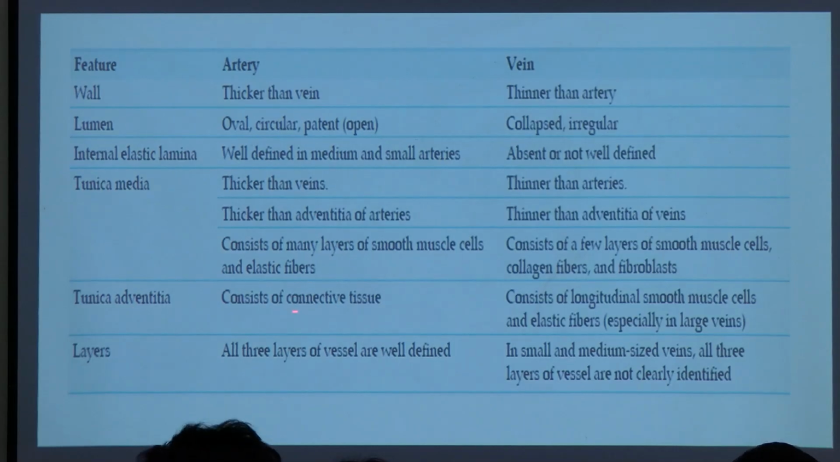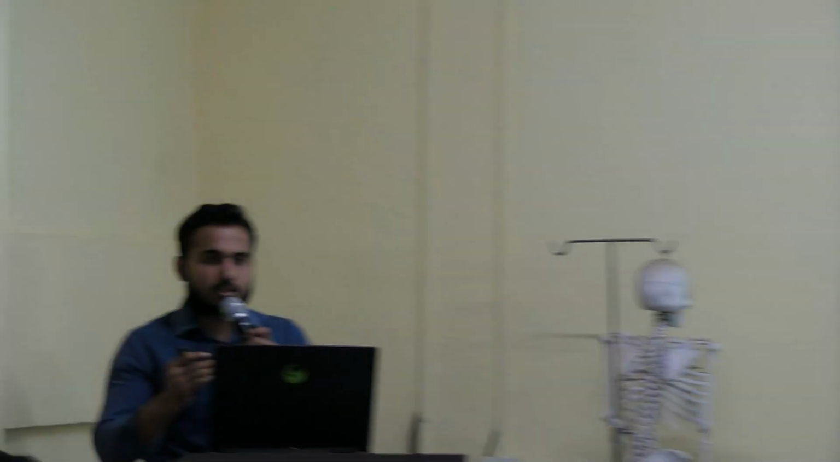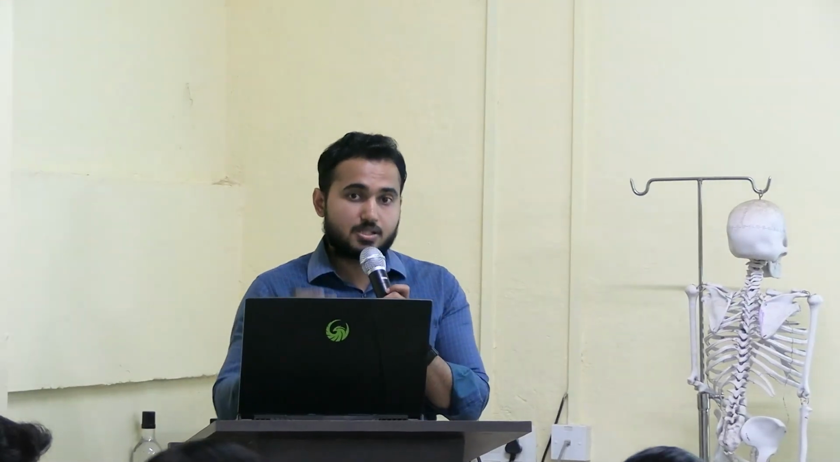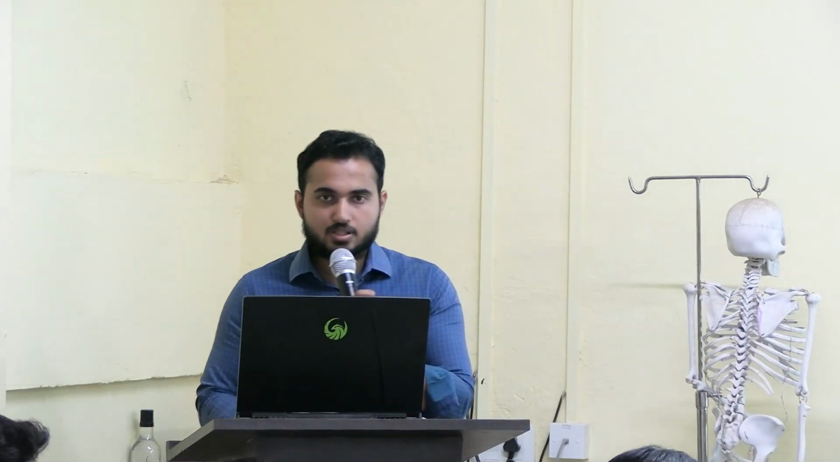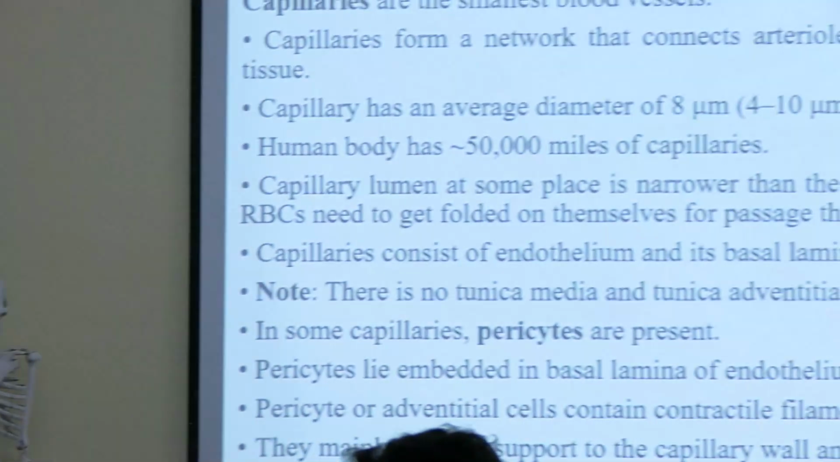Next, if you see the adventitia, connective tissue is present, but here smooth muscle cells and elastic fibers are present. Okay. Next, layers: in the artery all 3 layers of the vessel are well defined. Now in small and medium size veins, all 3 layers are not clearly defined, but in case of large size veins, at least you can clearly demarcate the layers. Okay, these are the differences between artery and vein. This is the way you have to write the differences between artery and vein. Okay, next are the capillaries, the last part.